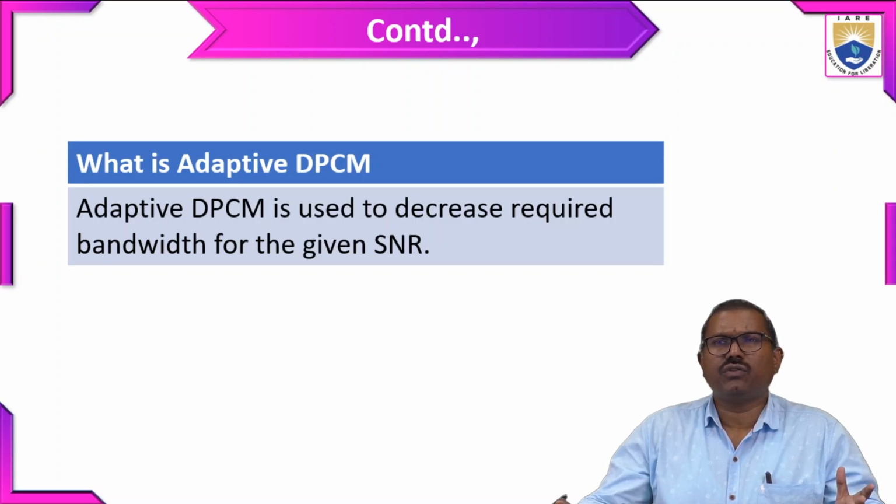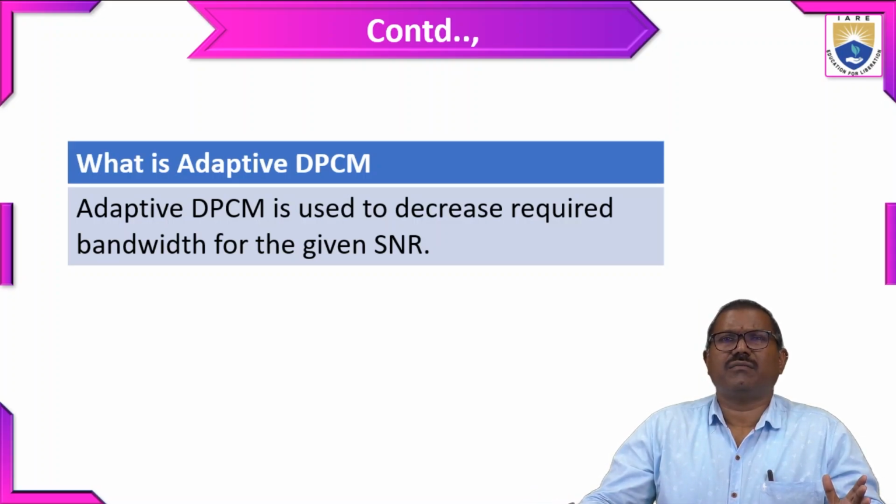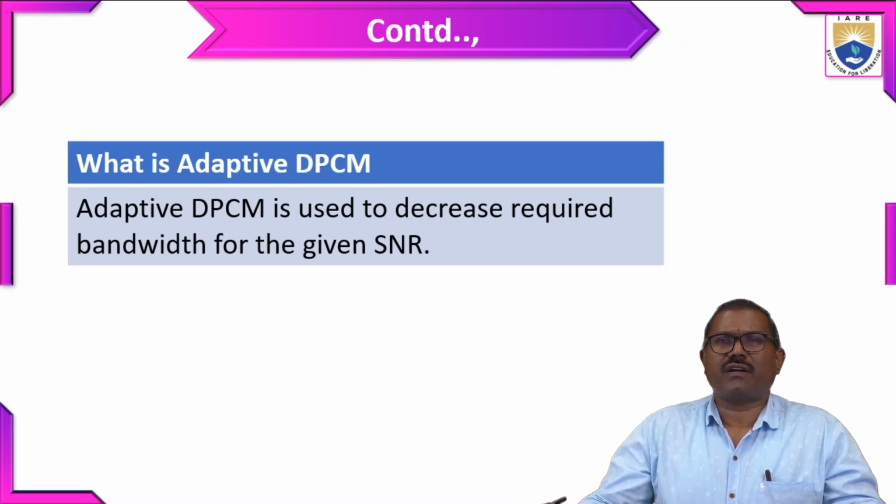So here we are going to decrease the bandwidth. Why? PCM requires more bandwidth. So there is a drawback of PCM. So we are going to reduce that bandwidth. So we go for the adaptive DPCM.